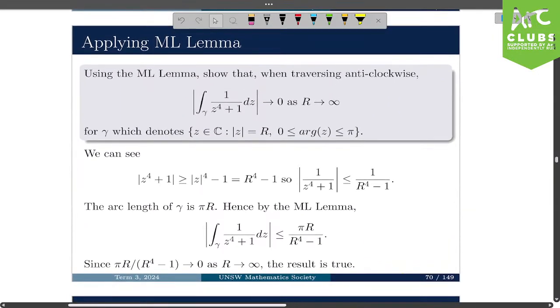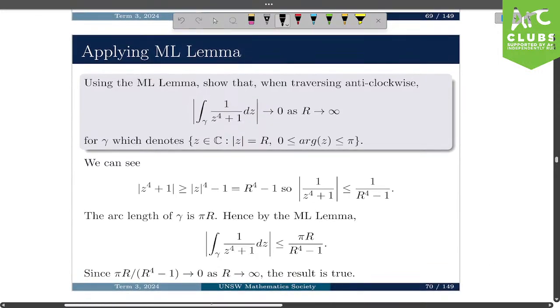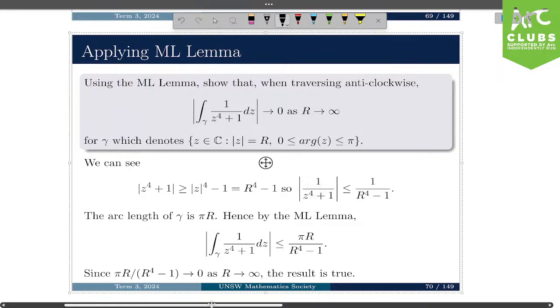So let's apply this to this function here. We're asked to find the modulus of this integral as r goes to infinity, where r is the radius of the circle across which we integrate. So gamma denotes a semicircle, traversed anti-clockwise, of radius r.